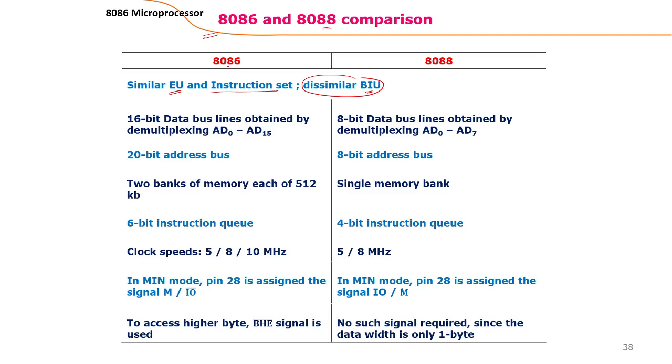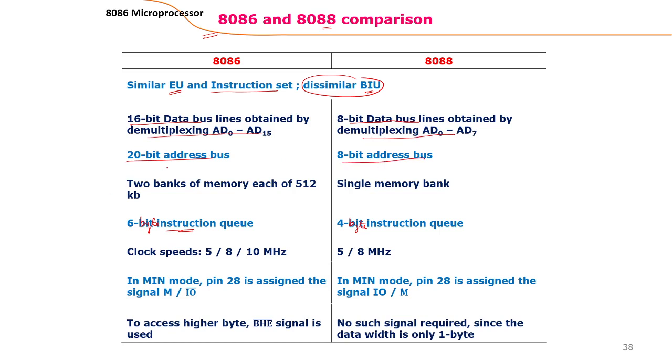Basically, the difference is that in 8086, the bus interface unit has a 6-byte instruction queue, but in case of 8088, it is a 4-byte instruction queue. Also, 16-bit data lines are obtained by demultiplexing in 8086, and these are multiplexed with these pins, but in 8088, 8-bit data lines are there, multiplexed with these. Both have 20-bit address lines.